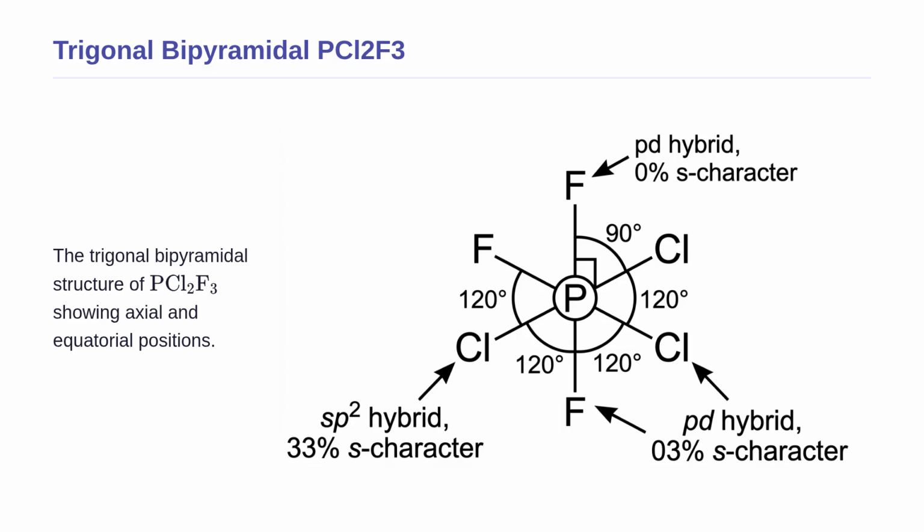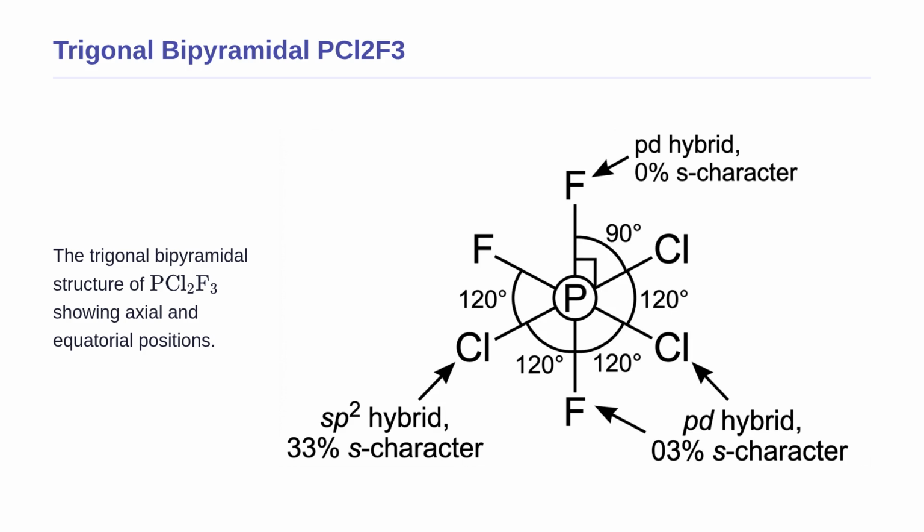Let us visualize the result we just derived. On screen, you can see the trigonal bipyramidal structure of our molecule. Notice the central phosphorus atom. The vertical axis holds 2 fluorine atoms in the axial positions, which are formed by the PD hybrids with 0% S character. The angle between the axial and equatorial plane is 90 degrees.